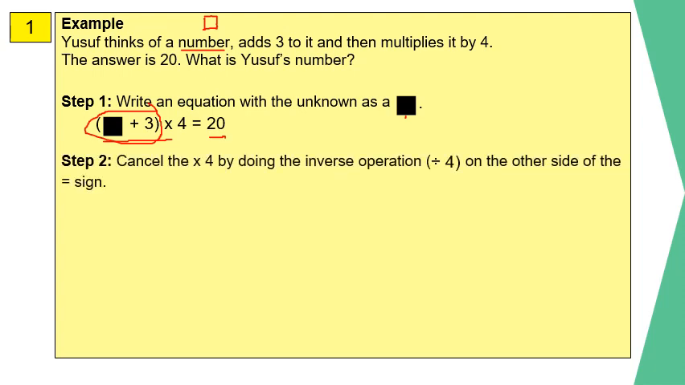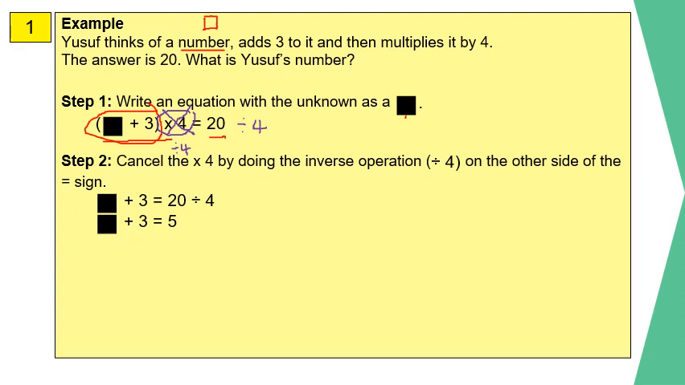The next thing we're going to do is cancel this times 4 by doing the inverse operation on the other side of the equation. We know the inverse of multiplied by 4 is divided by 4. So I'm going to cancel this side and divide this side by 4. Let's have a look at what that looks like. Now I've got square plus 3 equals 20 divided by 4. 20 divided by 4 is 5. So something plus 3 equals 5.